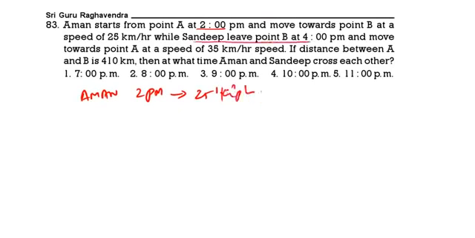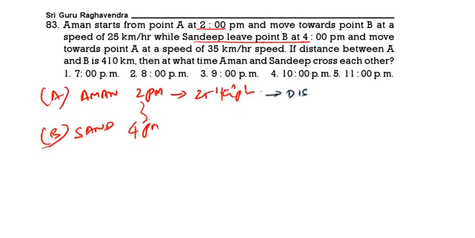Sandeep is starting at B. Aman is starting at A. Now Sandeep is starting at B. That means both are moving in opposite directions, and Sandeep starts at 4 p.m. That means here the gap of 2 hours is there. In these 2 hours, the distance covered by Aman is 25 into 2, 50. Total distance 410. Out of this, 50 is over. Now the remaining distance is 360.